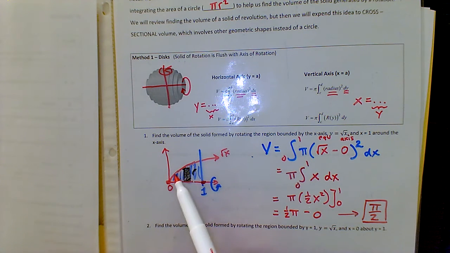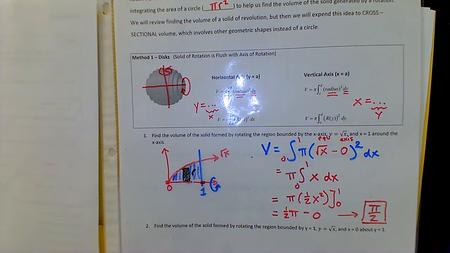So if you were to take that blue area, rotate it around the x-axis, you would be able to fill that solid with pi over 2 cubic units of whatever you're dealing with. Water, milk, who knows. Okay? Is it coming back to us? Maybe never left?